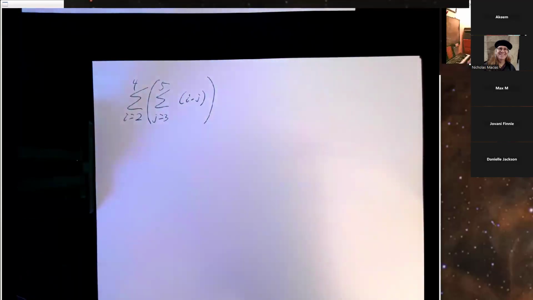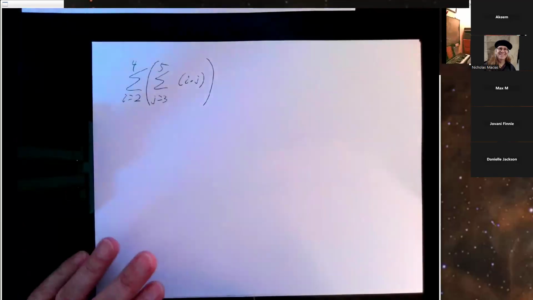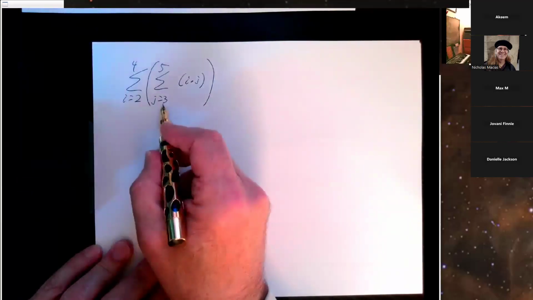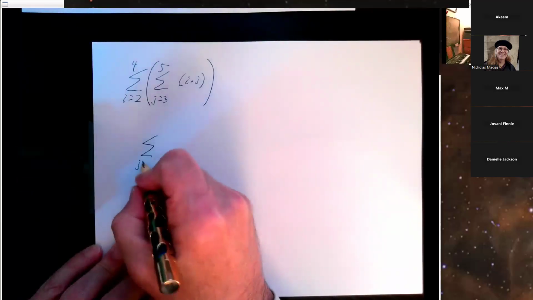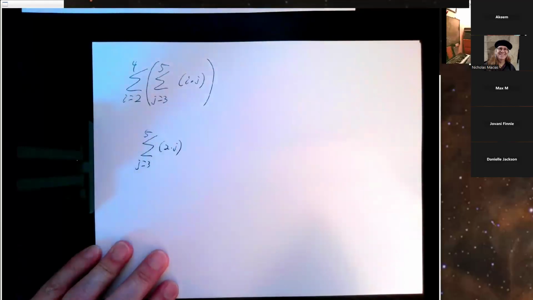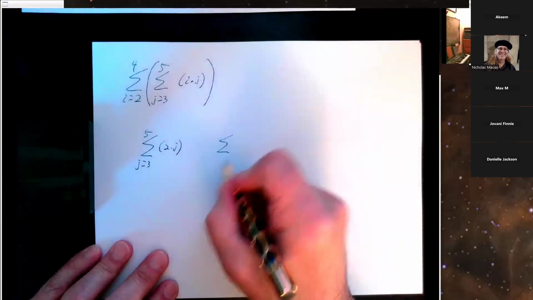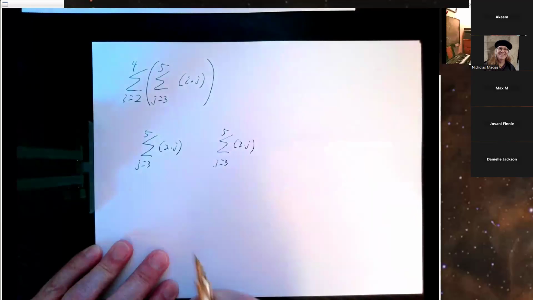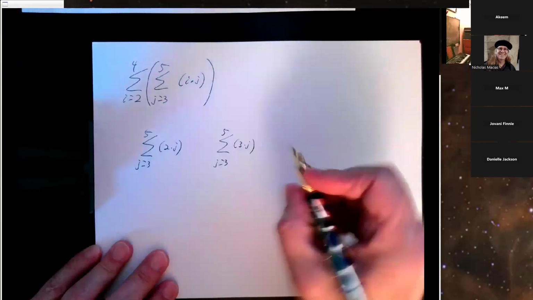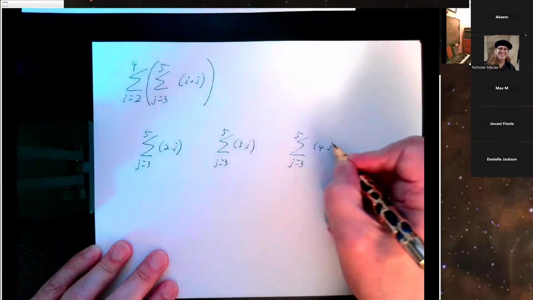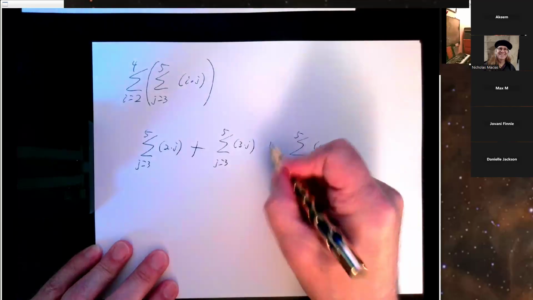So go slowly and confidently and don't look too far ahead. If i is equal to 2, what is this? It's the sum from j equals 3 to 5 of 2 times j. If i is equal to 3, what is this thing in parentheses? It's the sum from j equals 3 to 5 of 3 times j. And if i is equal to 4, what's this thing in parentheses? It's the sum from j equals 3 to 5 of 4 times j. And we're going to add them together.